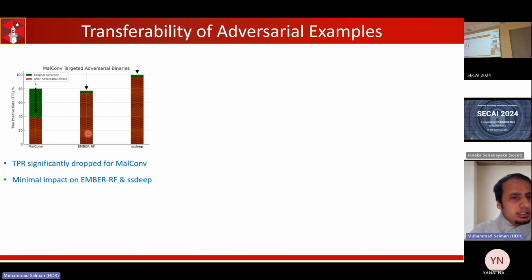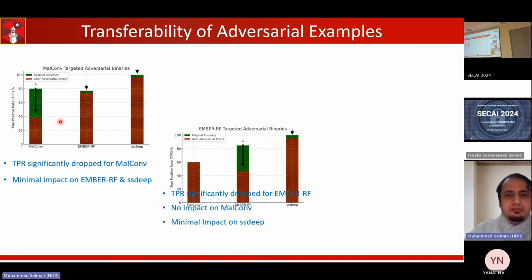However, the Markov-targeted transformed binaries have very little impact on Ember RF and SSD. So this shows the lack of transferability of adversarially transformed binaries when Markov is the target. We repeated this procedure for the other two detectors as well.